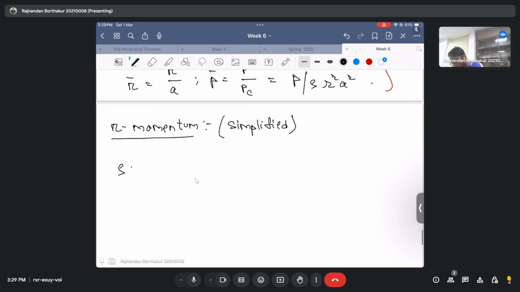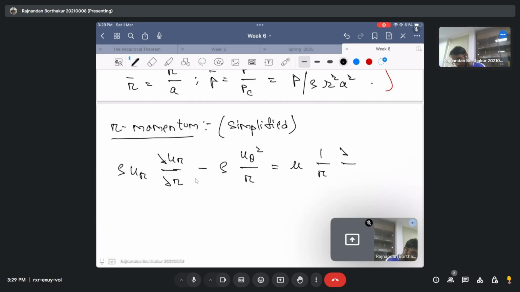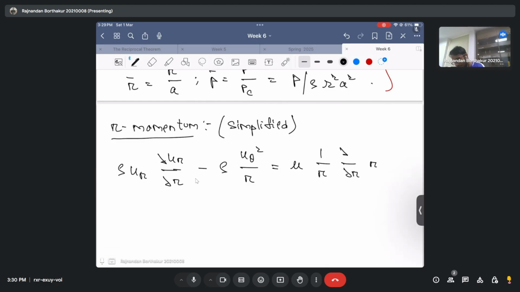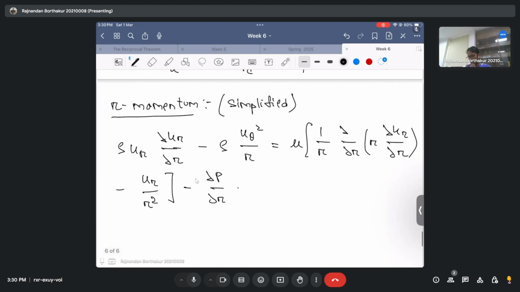It becomes rho times UR del UR by del R, minus rho U theta squared by R, and then this becomes mu times 1 upon r del r of r times del ur by del r. I hope this is clear. And then I have one more term, which is ur by r squared, and then I have minus del p by del r, which is nothing but the pressure gradient. Okay, all right.